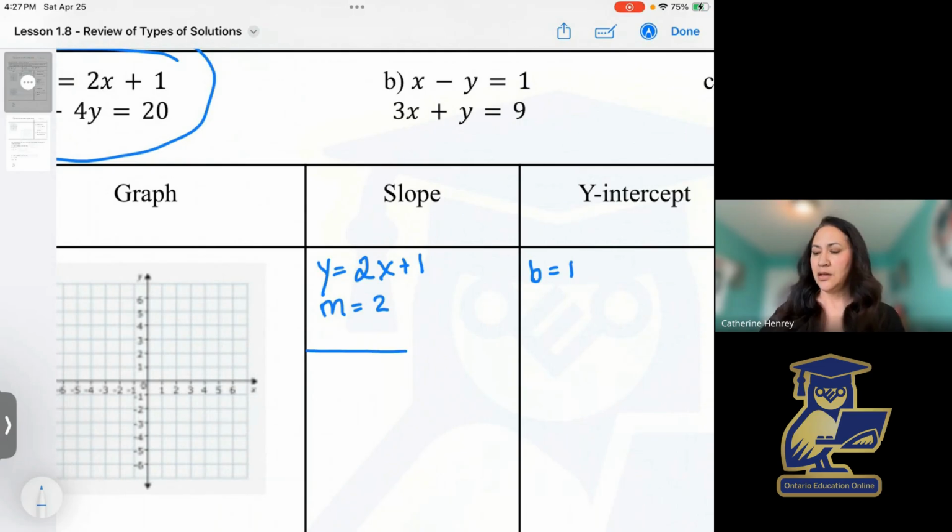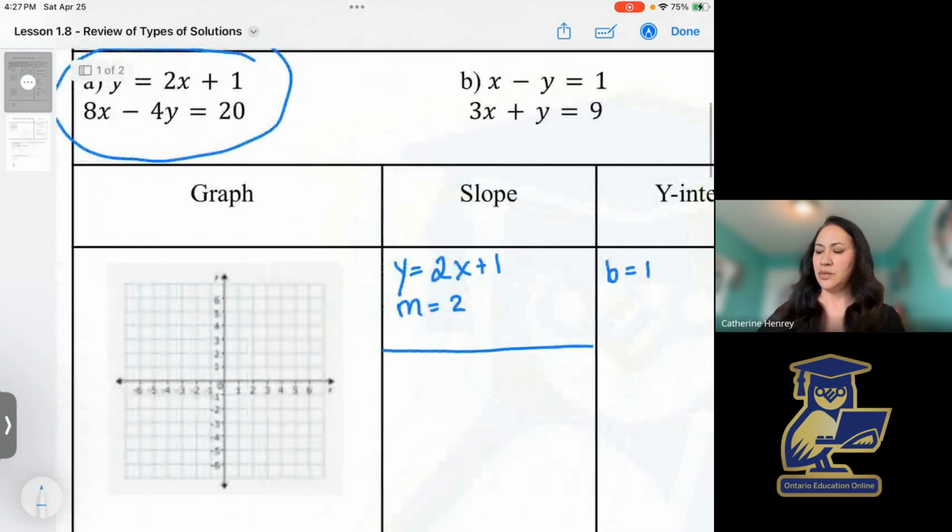Now the second equation needs a little bit of manipulation. This one is 8x minus 4y equals 20. If we're going to solve for y, we'll move that 8x over, so I'll have negative 4y equals negative 8x plus 20, and then I'll have to divide through by negative 4.